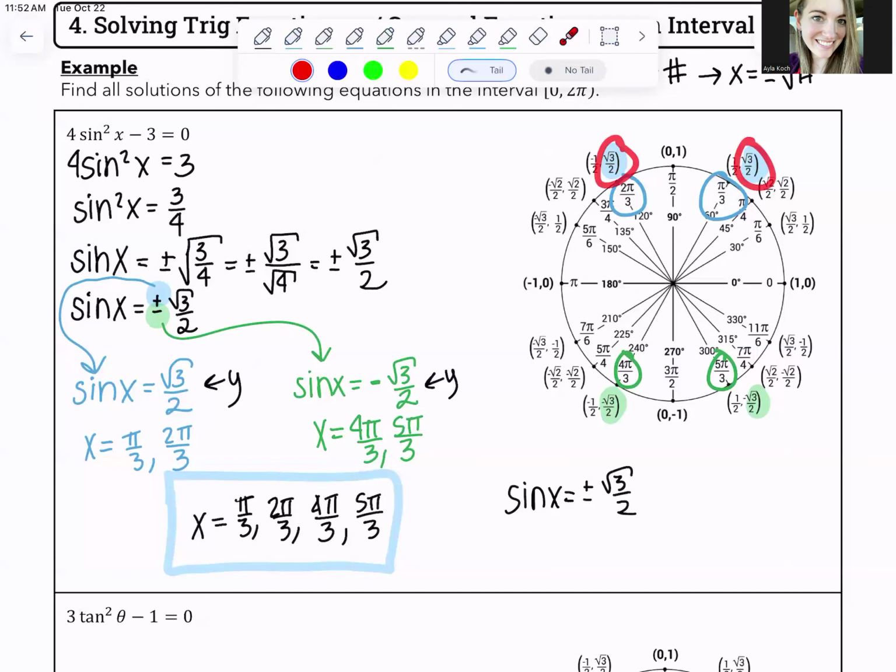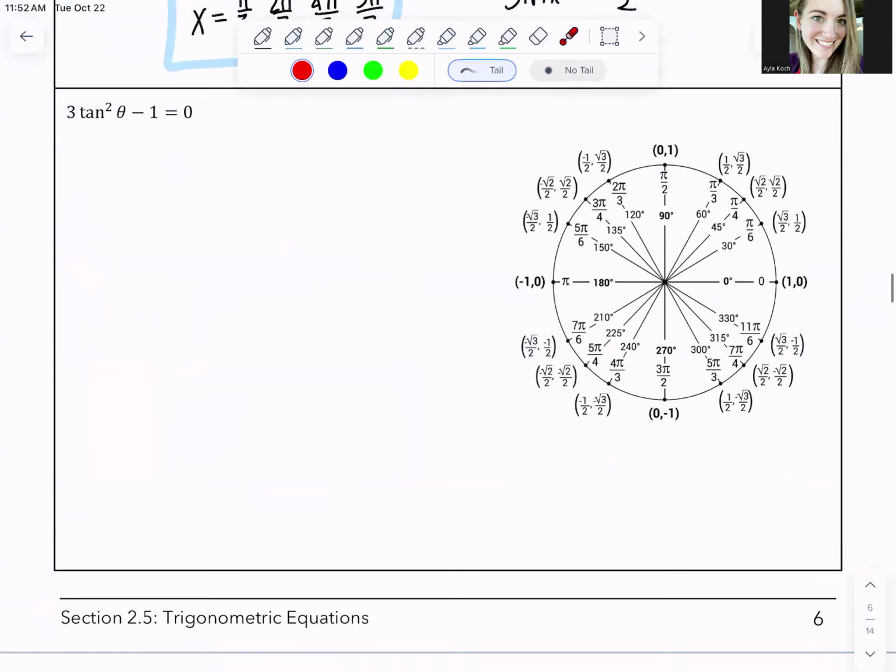Here are the positive ones. Here are the negative ones. Either way, you're getting that same answer. It's two different ways of looking at it. All right, so let's go ahead and do one more example here.